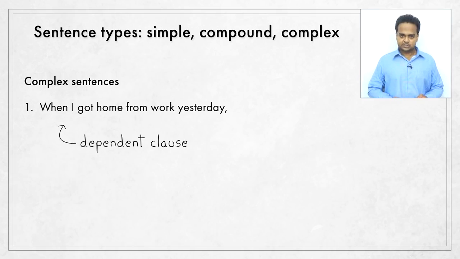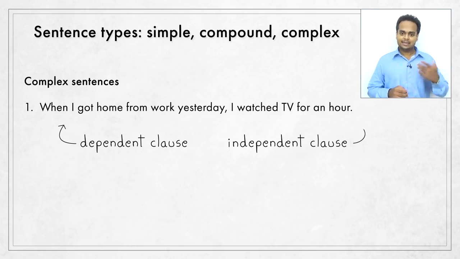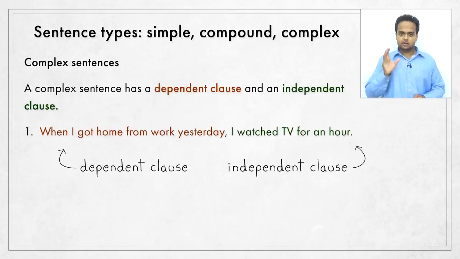To make it a complete sentence, you have to add an independent clause. For example, when I got home from work yesterday, I watched TV for an hour. So you see that there is a dependent clause and an independent clause. And now it's a complete sentence. And this type of sentence is called a complex sentence.